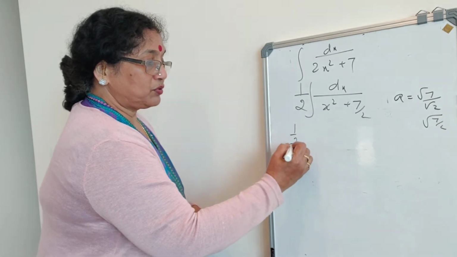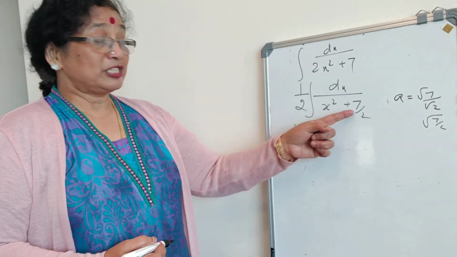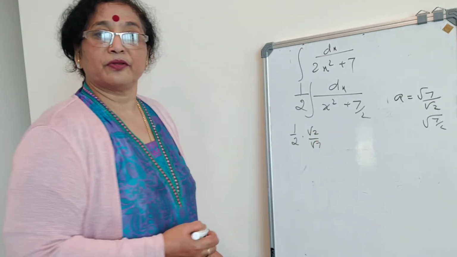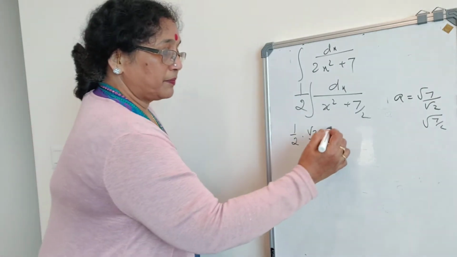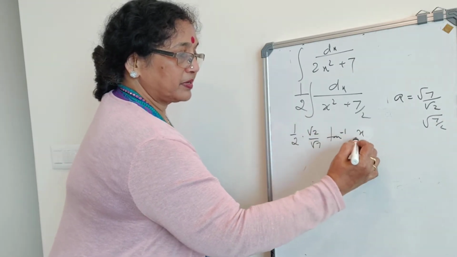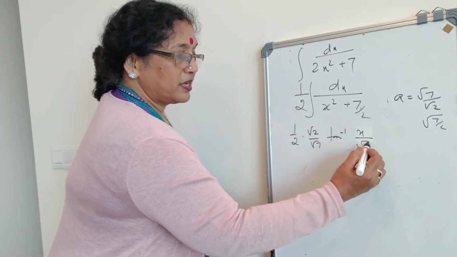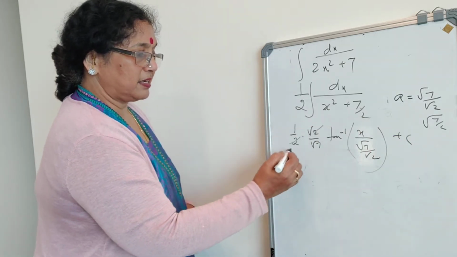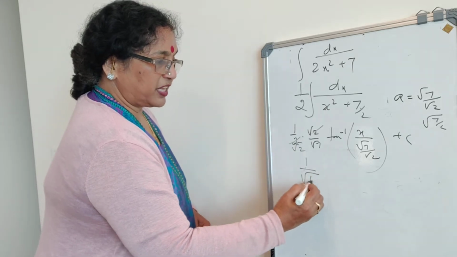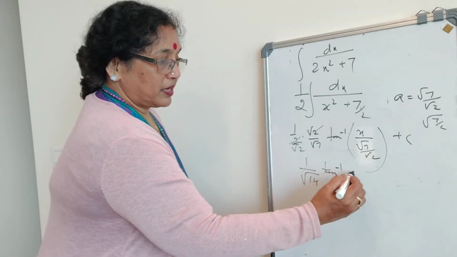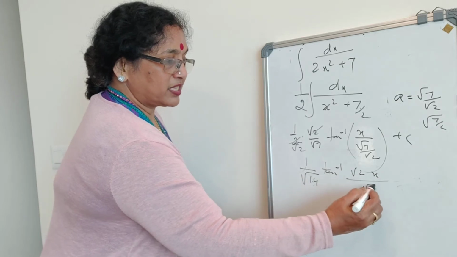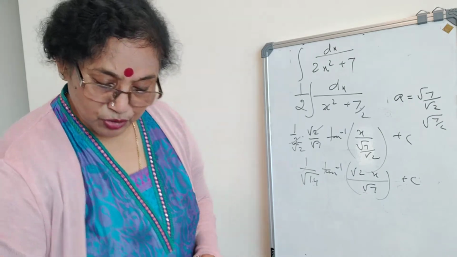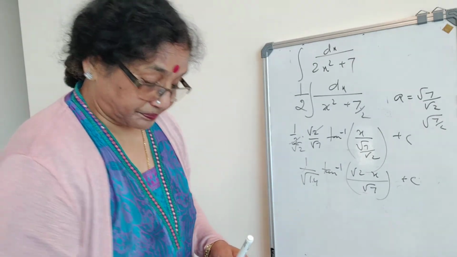So here 1 by 2, right? Now what is my a? Root 7 by root 2. 1 by a, so root 2 by root 7. Reciprocal. You can write it as root of 2 by 7 also. Tan inverse x, square root of this by square root of this, root 7 by root 2, plus c. So finally it becomes, this gets cut, 1 by root 14 tan inverse root 2 x. X is not under the root sign. And plus c. Got it? So here you got this.